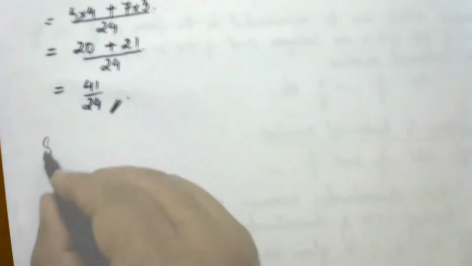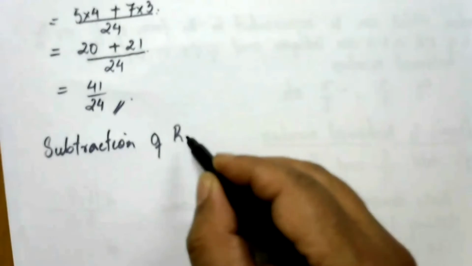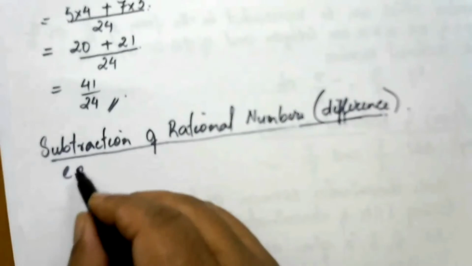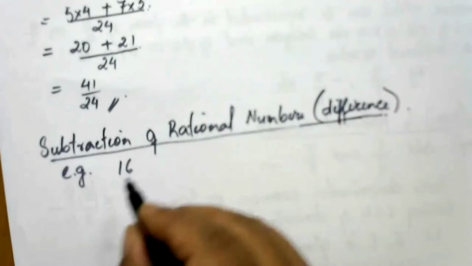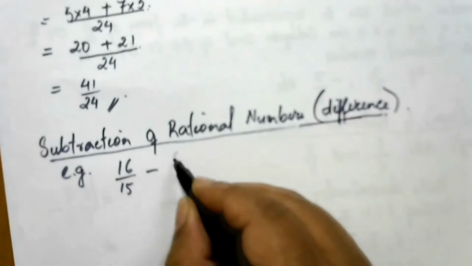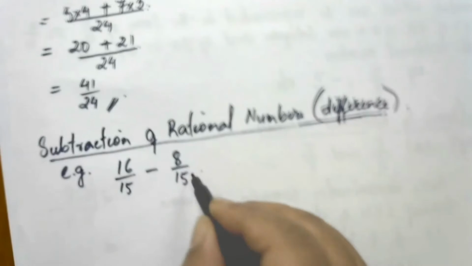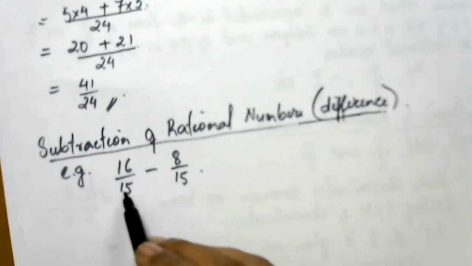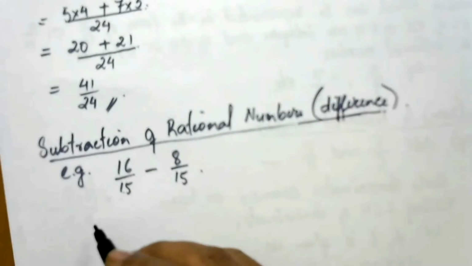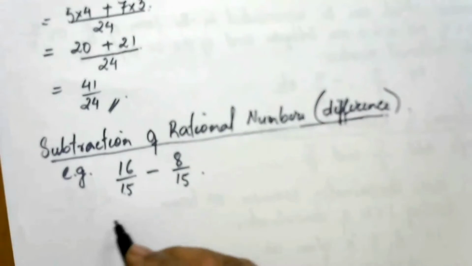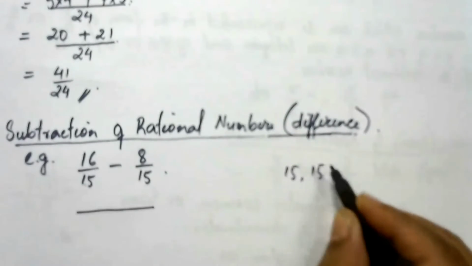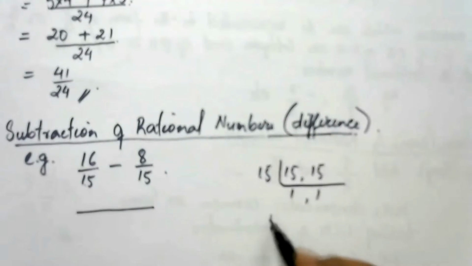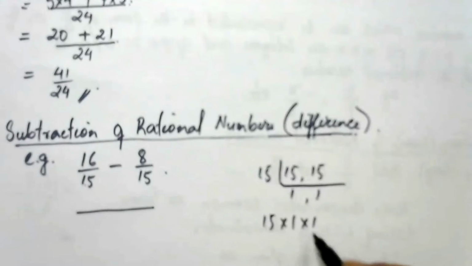And the next one, subtraction of rational numbers. Subtraction means we need to find the difference. Let's solve one question. Let's say 16 by 15 minus 8 by 15. Here, since the denominators have the same value, that is 15 and 15, we can directly take the LCM as 15. 15 1s are 15, so 15 into 1 is 15.